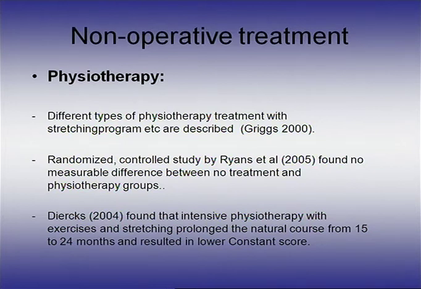There are ways of treating frozen shoulder with physiotherapy, with stretching, exercise, and so on. But when they are tested, Ryan and co-authors in 2005 made a randomized controlled study and found no differences between no treatment at all and treatment with physiotherapy. And Dirks reported an even worse outcome. Patients that had intensive physiotherapy with exercises and stretching prolonged the natural course from 15 to 24 months and had a lower constant score.